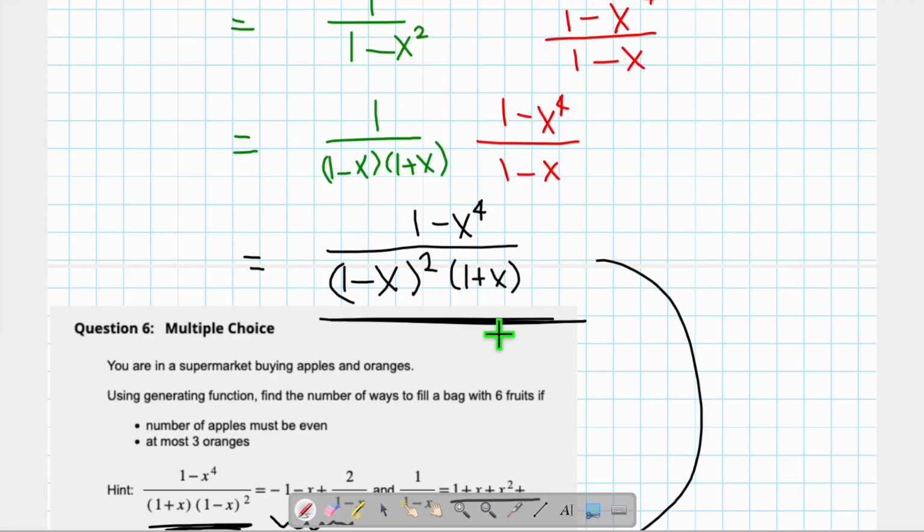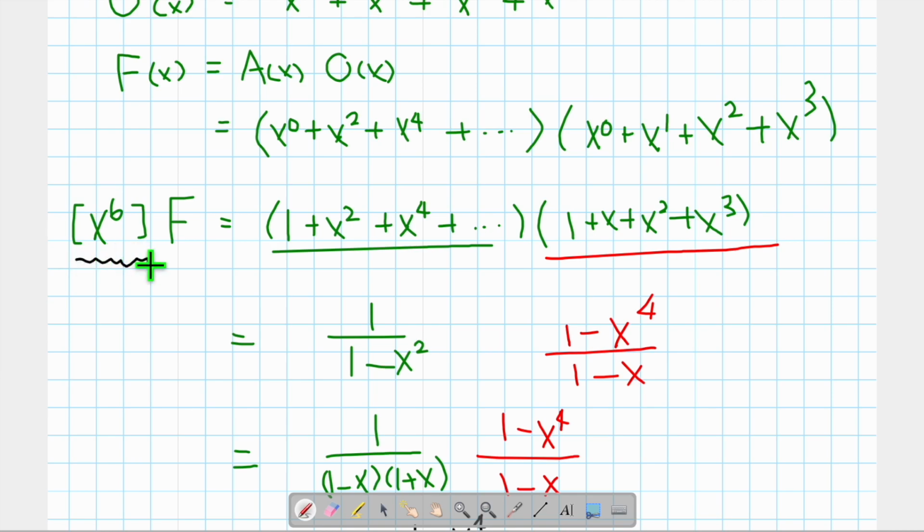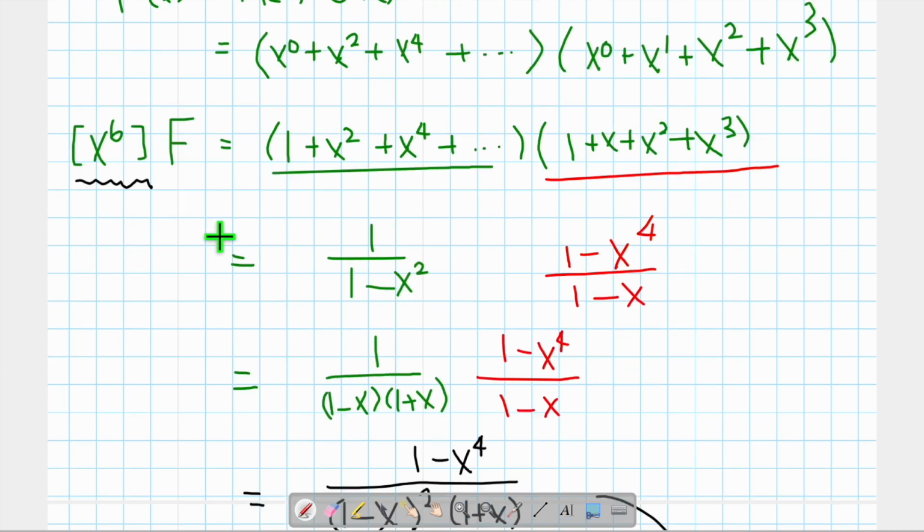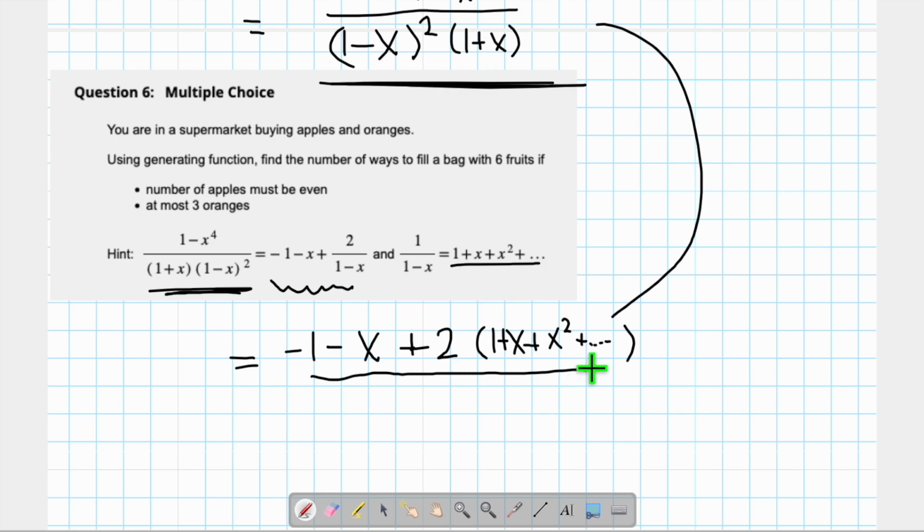Okay, go back to what we want. We want the coefficient of x to the power 6 of this f. Now this f is something like this. We want the coefficient of x to the power 6. There will be an x^6 here, right? What's the coefficient? 2. So 2 is the answer.